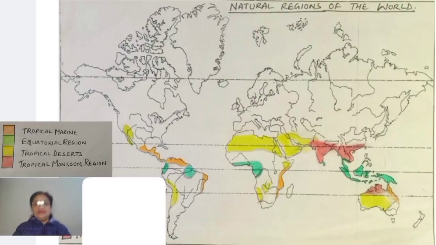Hello children, once again I am here with another video for you all, and in this video I am going to discuss the natural regions of the world through a map. That is, on the world map, we are going to mark the natural regions of the world.